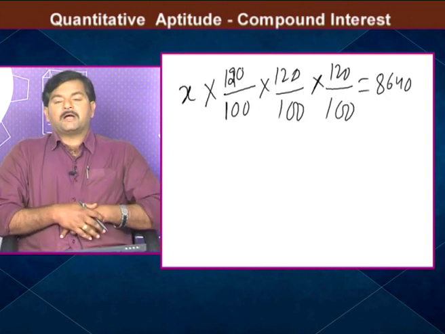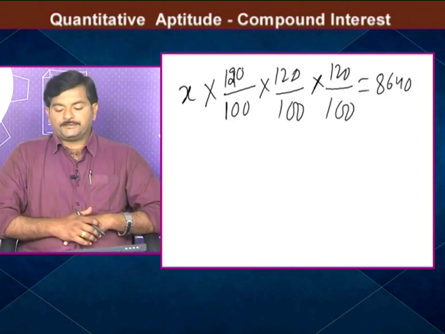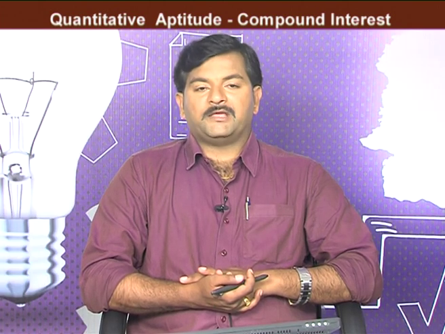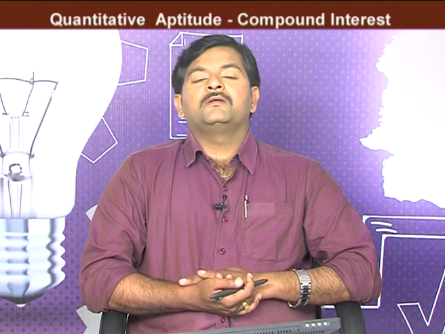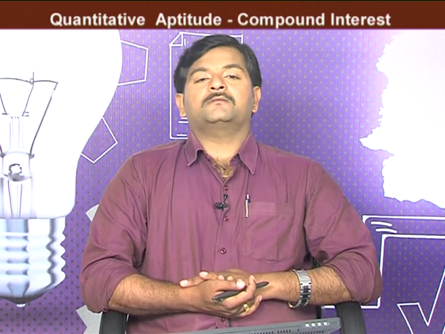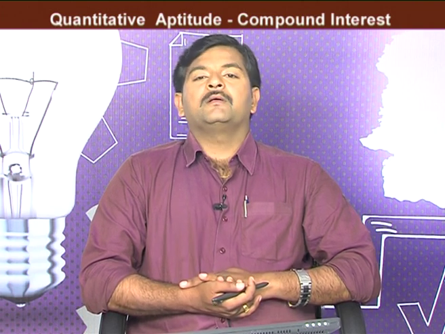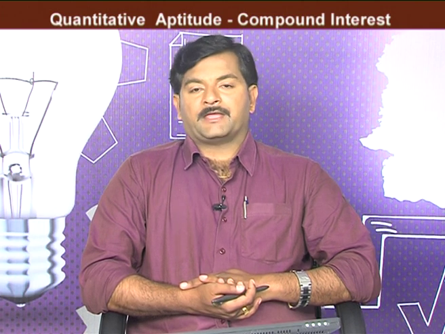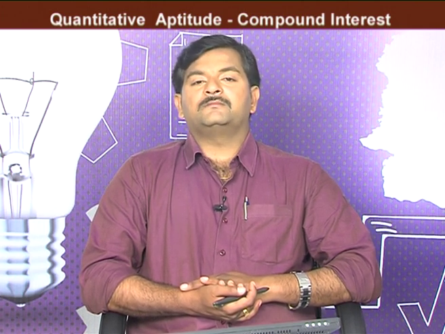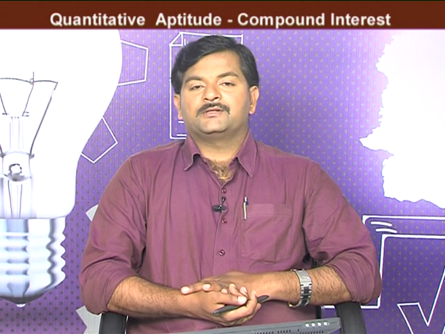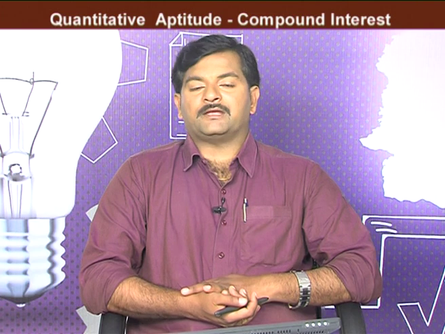I repeat this once again. In the previous question, he gave the principal and asked to find either the interest, the compound interest or the amount. But in this question, the amount is given, and he asked to find the principal amount. Let the principal amount be x, rate of interest be 20. Since nothing is mentioned, we have to assume that interest is compounded annually.